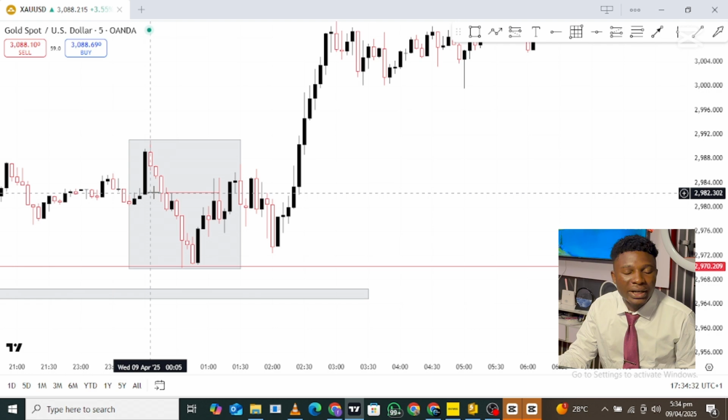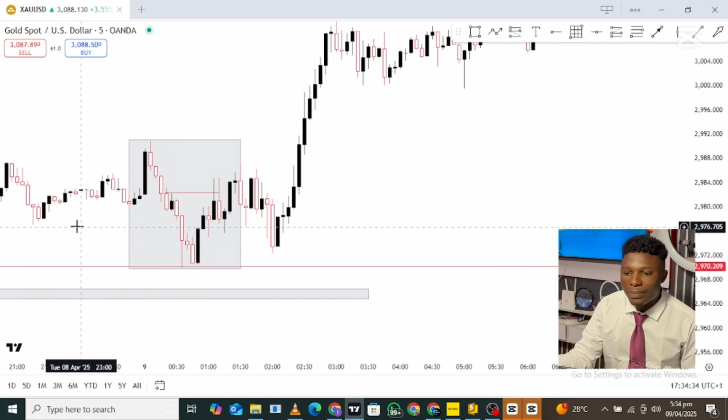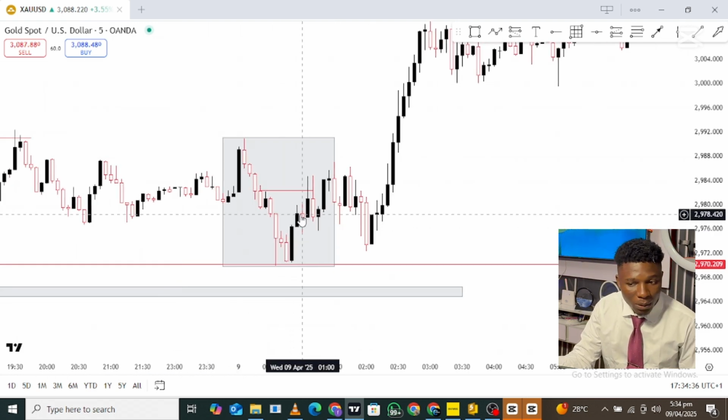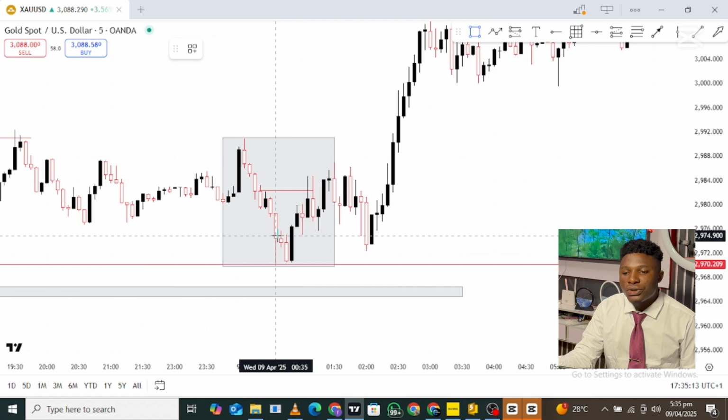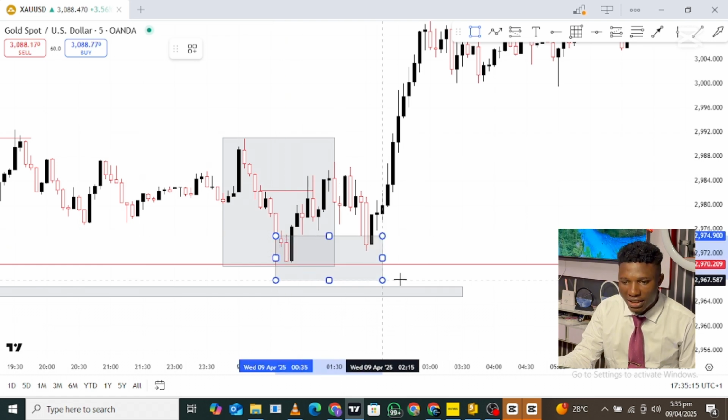So price ended up breaking this particular high right here, and then price is not going to respect this particular order block right here. This order block, can you see this particular order block? Price is not going to respect it. Price is going to respect the one below it. So this is the order block below it right here. Can you see the order block?